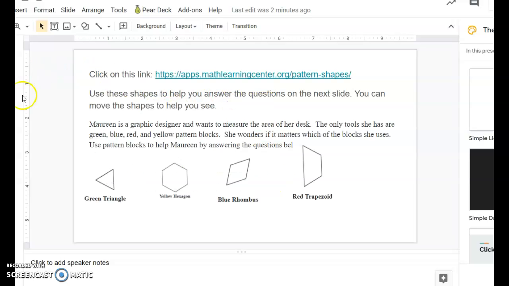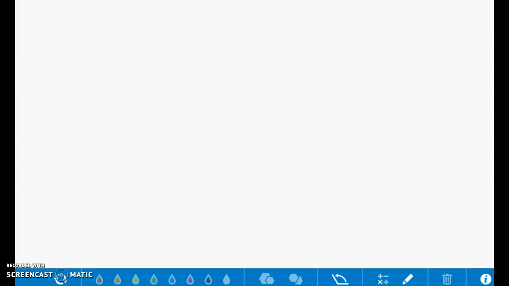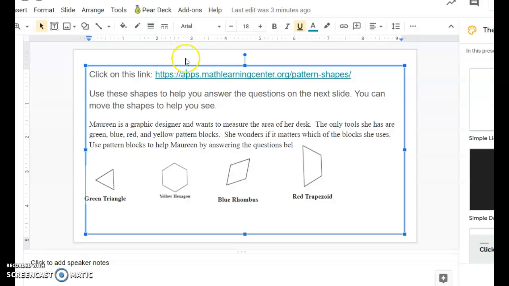So I'm going to go back to that first slide and I'm going to click on this link to show you how it's going to help you. So this right here is 1 unit of area, this green triangle. Here's our blue rhombus. Let's see how many of these green triangles fit in our blue rhombus. There's 1, and I can rotate the shape using this rotating tool right here on the side. Here's 2. So the answer for that first question is 2.